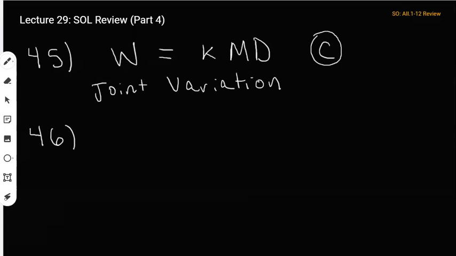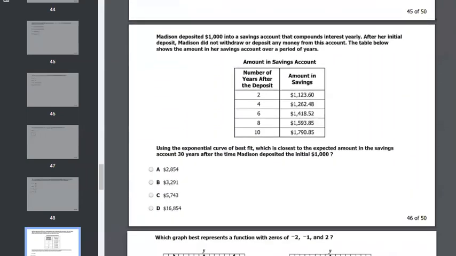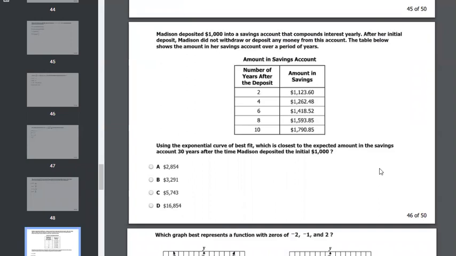Let's look at 46. 46 says, Madison deposited $1,000 into a savings account that compounds yearly. She did not withdraw or deposit any money from this account, and the table below shows the amount in her savings account. Over here on the left side, these are going to be all the X values. Number of years after the deposit: 2, 4, 6, 8, 10. Those are all the X values. And then all the Y values are going to be on the right side. This is going to be the amount in savings.